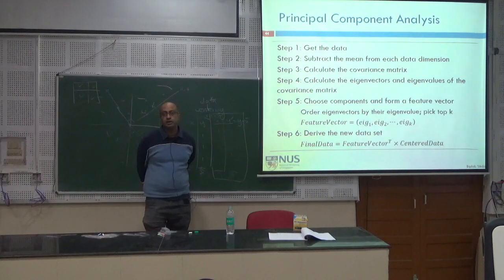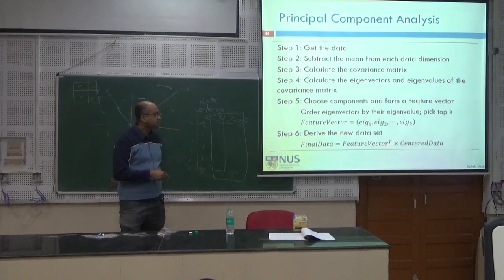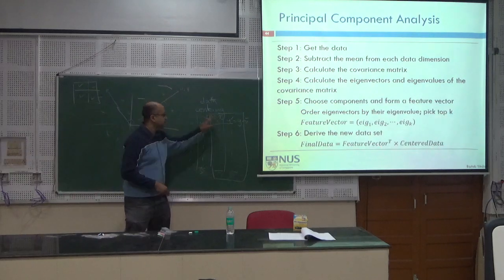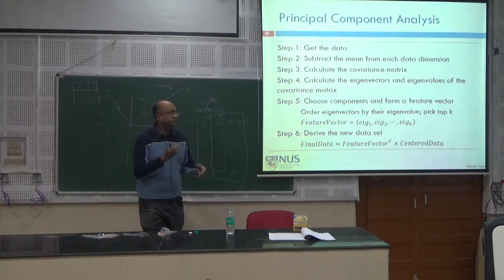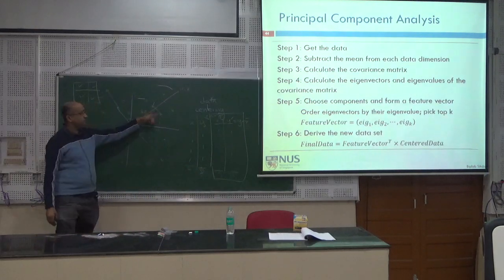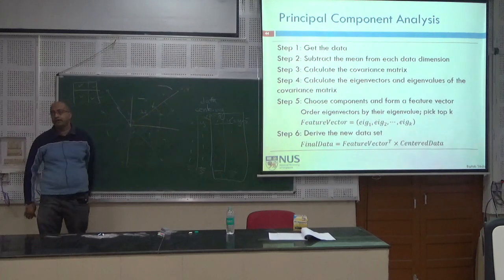And now you want to do a transformation of your data, and that you will just do. You take this feature vector, you make a transpose of it, multiply with the centered data. So what will happen at this point? Every centered data, just like I was figuring out these projections, you will find out the projection along those axes. That's what's going to happen.